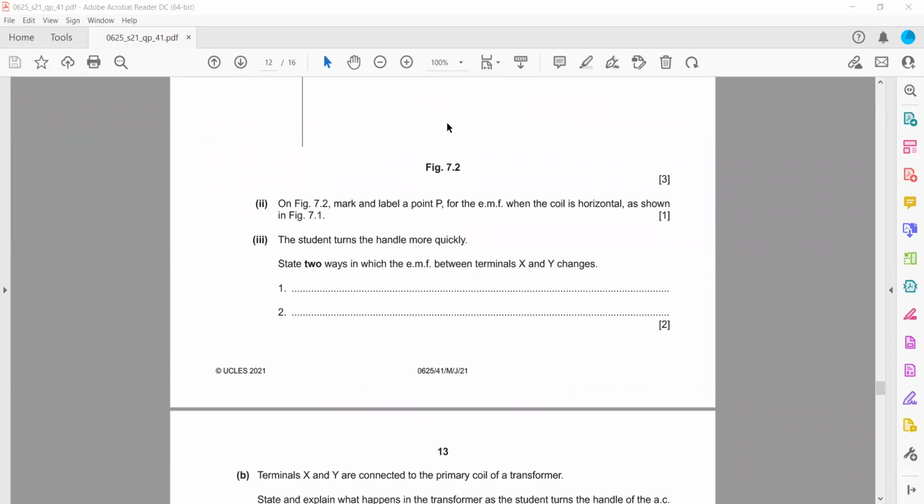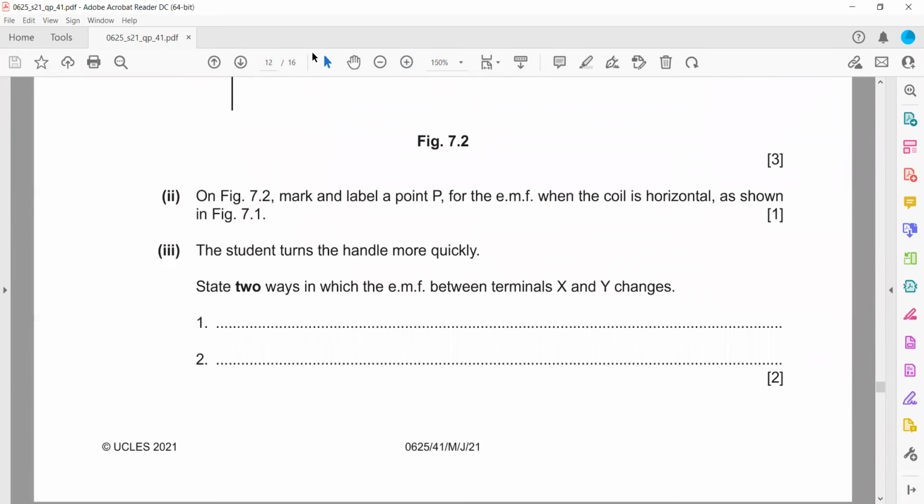State 2 ways the EMF between the terminals X and Y changes. So it will produce higher EMF. And second thing, it will produce more cycles, more vibrations per second.